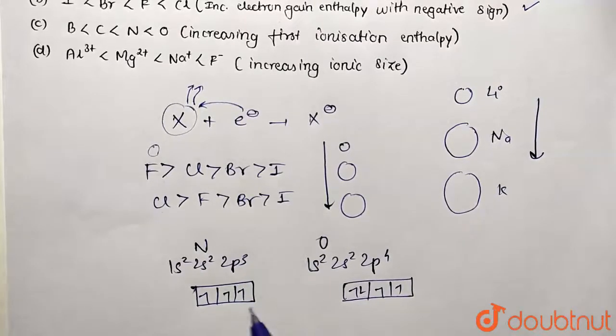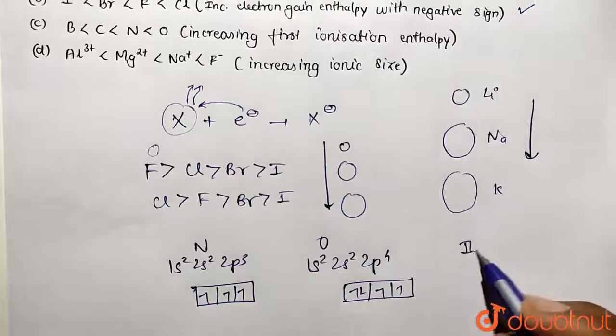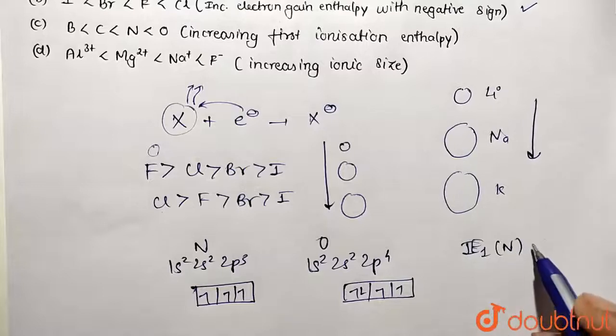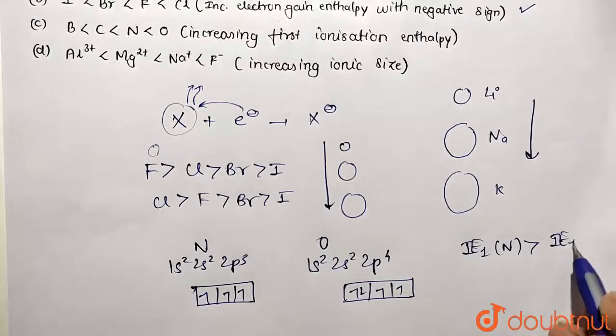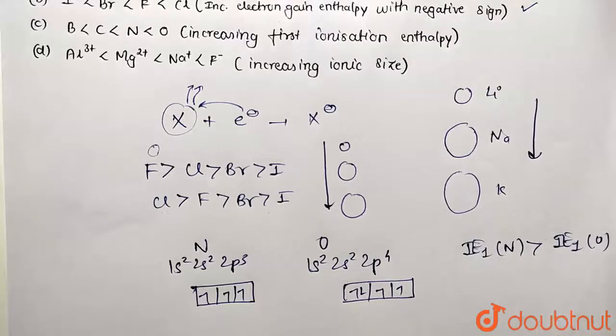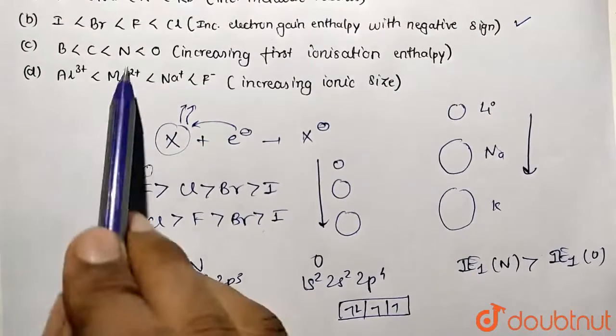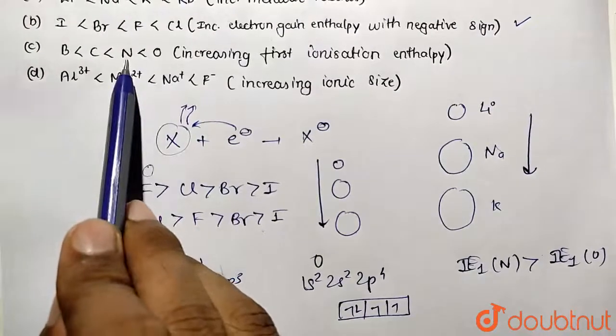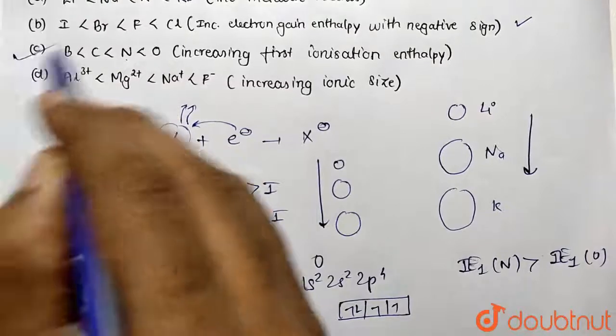So this is half-filled stable. That's why to remove an electron from this stabilized configuration, we need more energy. So that's why its ionization is going to be more. So what we have told, that the ionization value of nitrogen is going to be more than the ionization value of oxygen. So this should be the order, but they have given exactly the opposite. They are telling oxygen is greater than nitrogen. So this is our answer, which is incorrectly given.